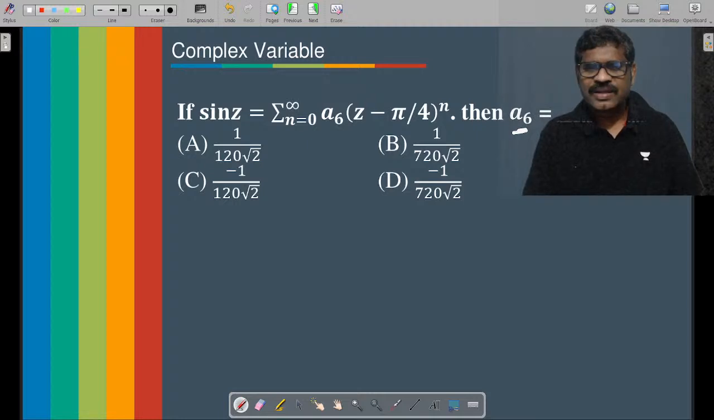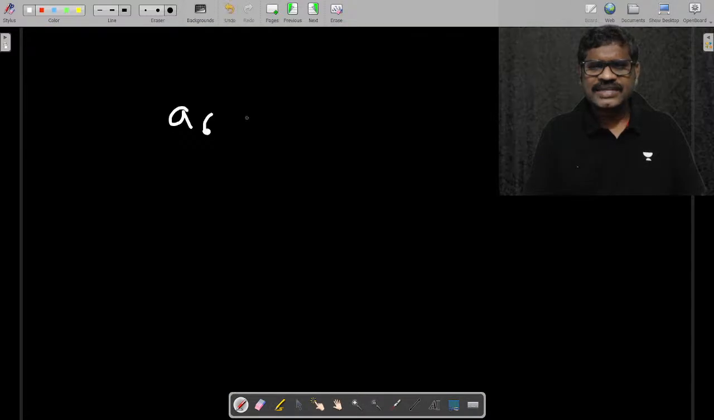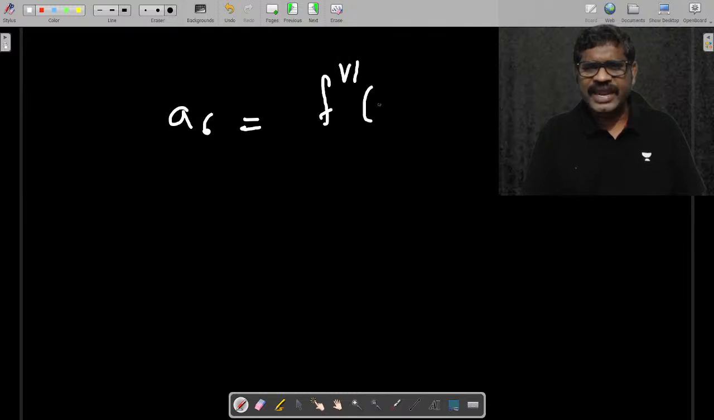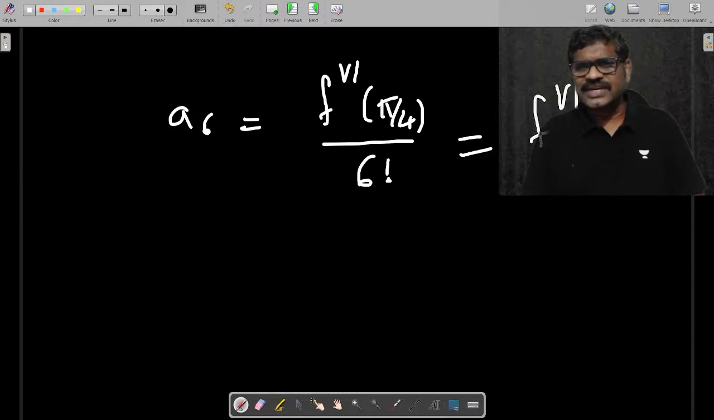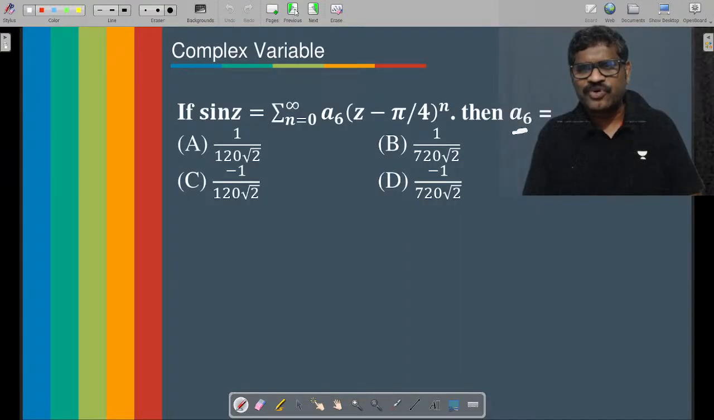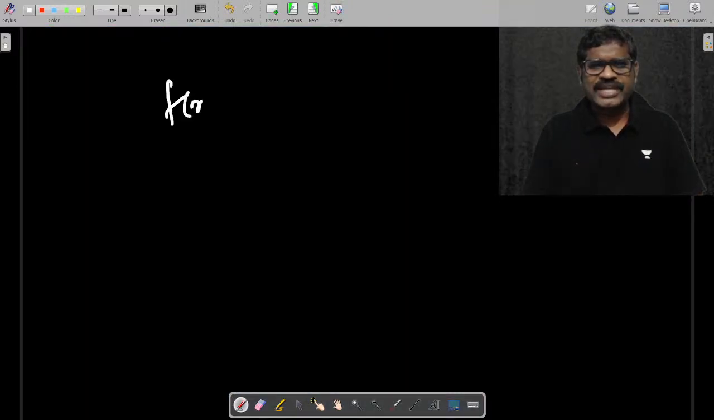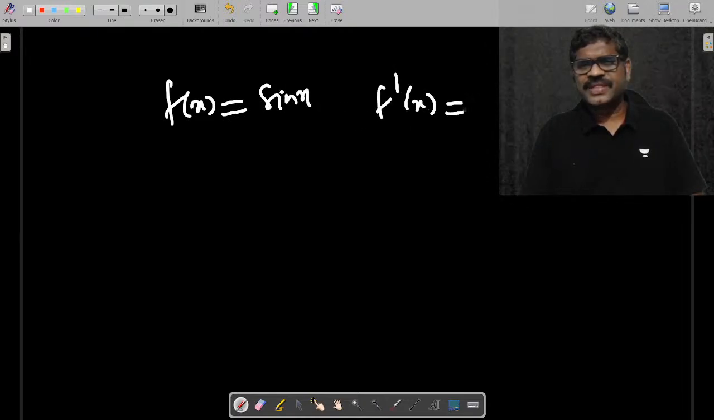Now, a6 is nothing but the sixth derivative of f at pi by 4 by 6 factorial. So I have to calculate the sixth derivative of f at pi by 4. 6 factorial is 720. Now f of x is sin x. f dash x is cos x.